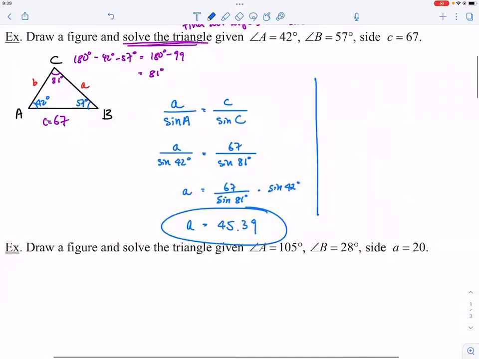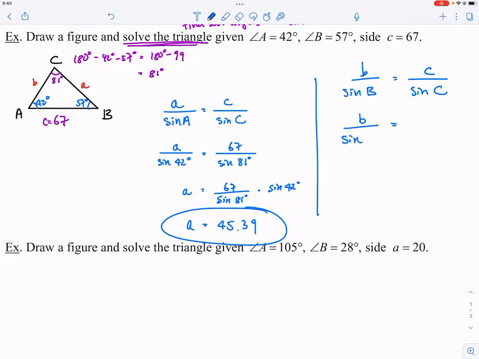And then you may go ahead and try to find out B. The way we find out B is very much the same as the way we find out A. We don't know what B is, so we say B over sine of angle B, which is 57 degrees, and then C is 67 over sine of 81 degrees. So B is equal to 67 over sine of 81 degrees times sine of 57 degrees.